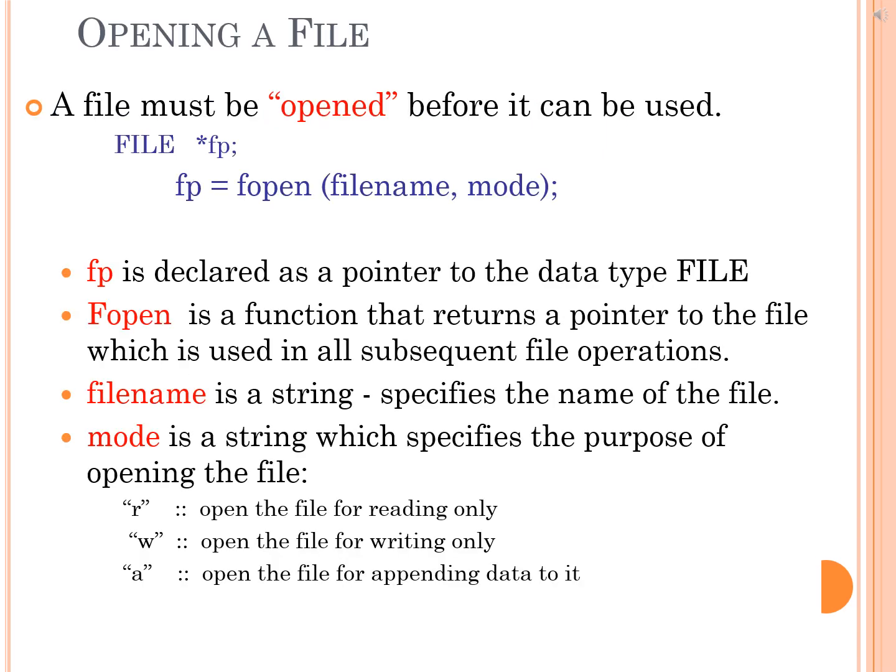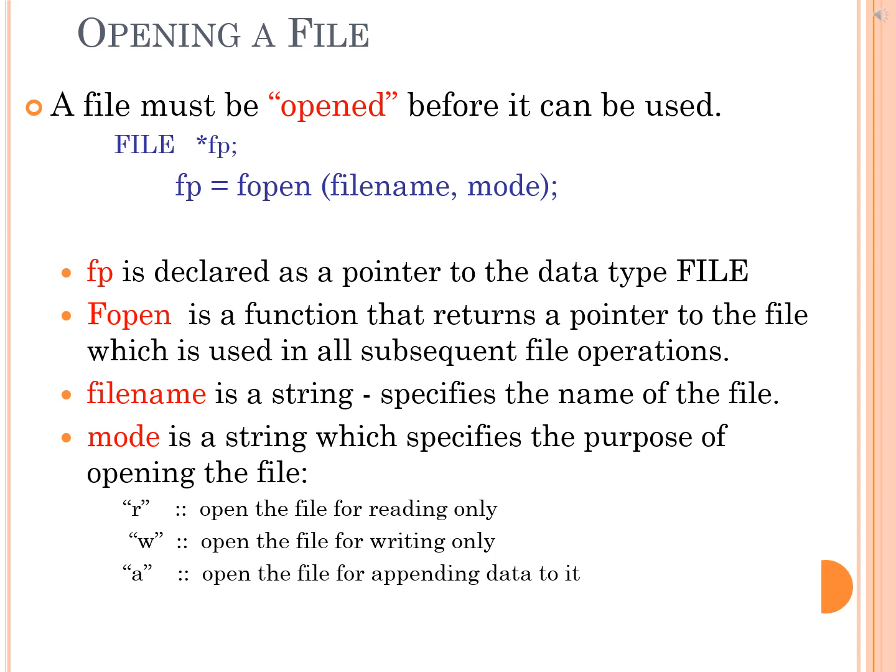How can you open a file? Before opening, what you have to do is declare a file pointer, FILE *fp. Then fp equal to fopen. fopen is a function, and the parameters that you're passing are the file name and the mode, which we have discussed before. fp is declared as the pointer to the data type FILE, and file name is the name of the file that you wish to create or wish to open, and for mode you have read, write and append. In this way you can open the file.